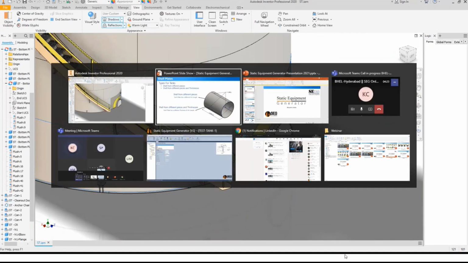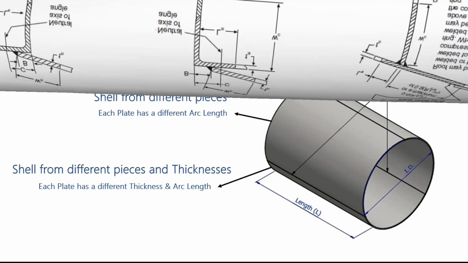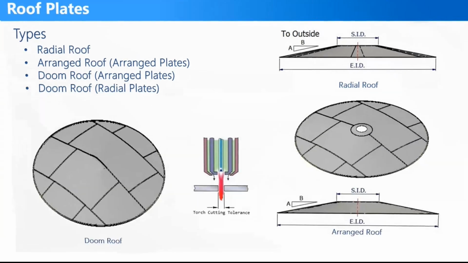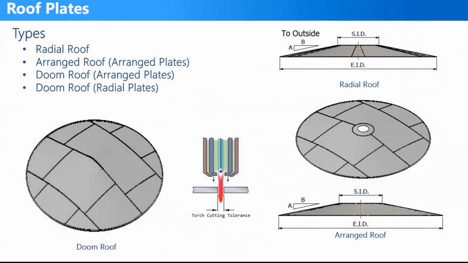If we come back to our presentation, you can add a compression ring based on the API standard and select the suitable type for your case. By using SEG, you will be able to add radial roofs, radial blades and ranged blades, dome roof, and dome roof with radial blades.